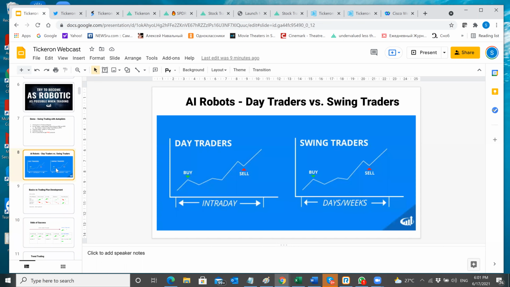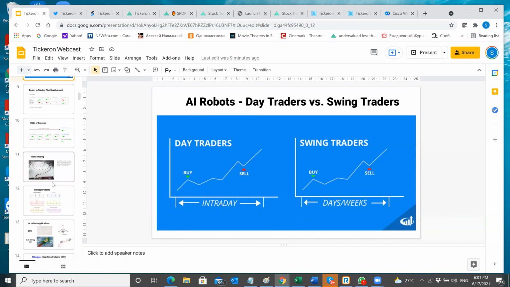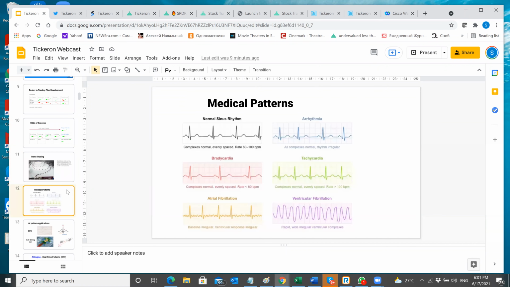So what is the difference between traders and swing traders? It's pretty much the amount of time a person who is trading sits in a position. Intraday trading is day traders, and if it is days or weeks, then they're typically called swing traders. Okay, I will skip some of the basics. I will give you a very beginner understanding of what the patterns are.